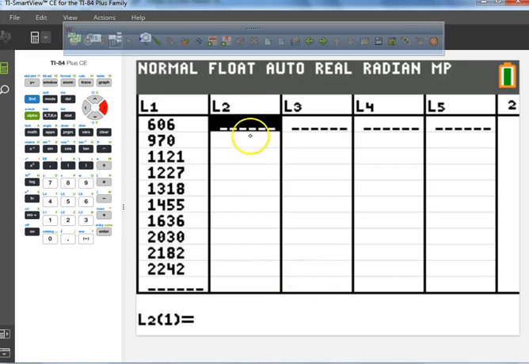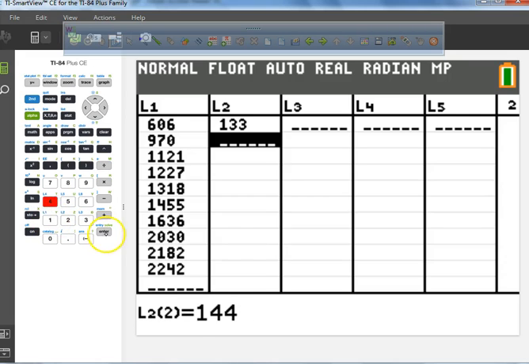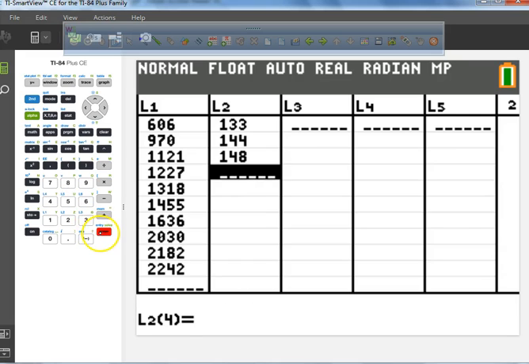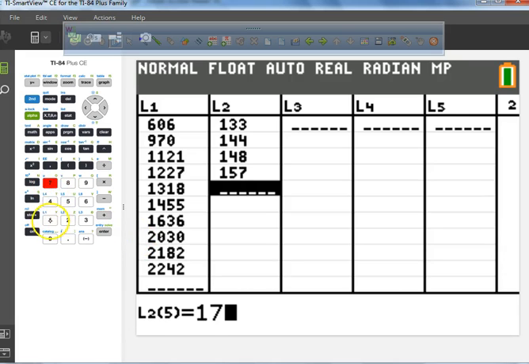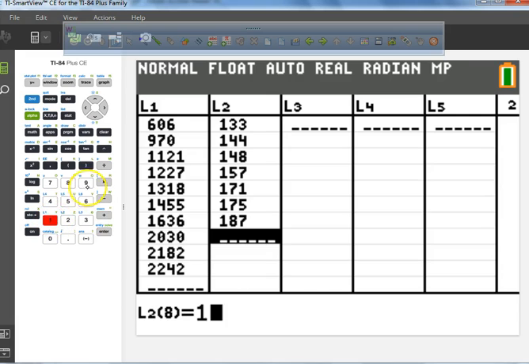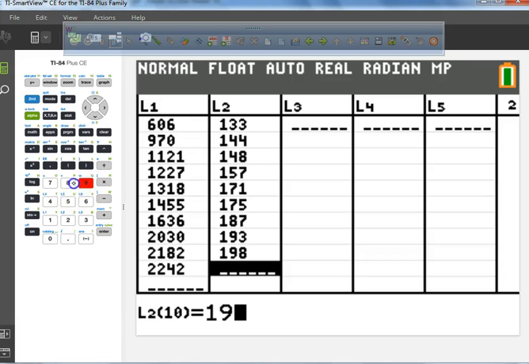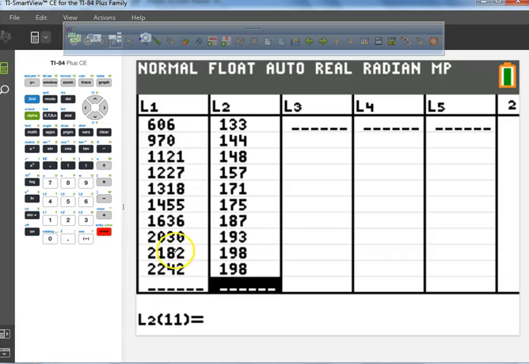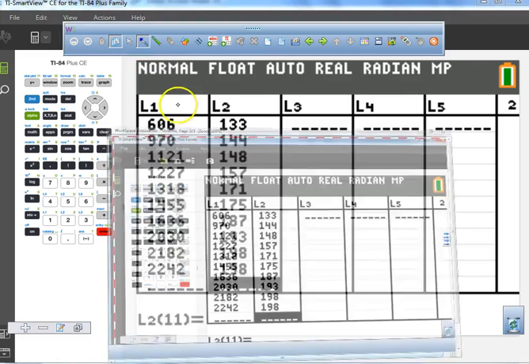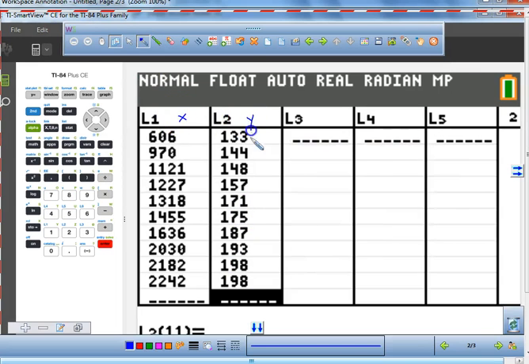All right. Emily, why don't you tell me the corresponding y values? 133. 144. 157. 171. 175. 187. 193. 198. Okay. When you guys are doing this, make sure that each x value has a corresponding y value. And remember, these are your x values. These are your y values.